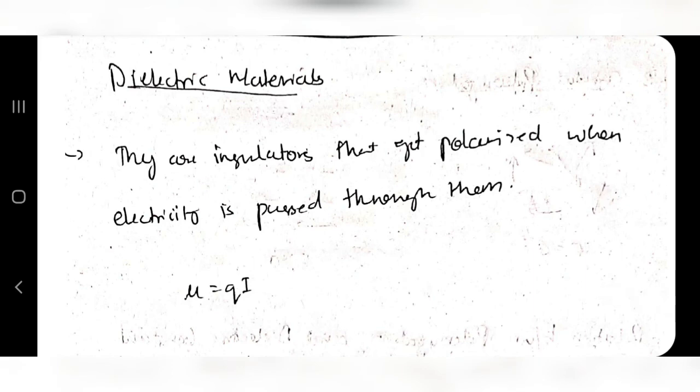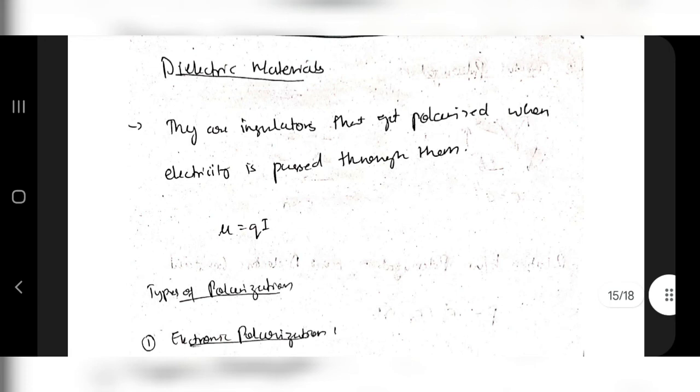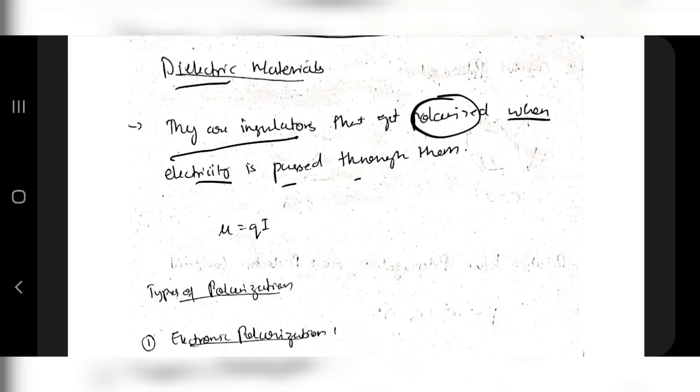Okay, so this is the last topic, which is dielectric materials. Here two important derivations are there. So the first one is about the, before that we have to see some basics here. These are the insulators, which are the dielectric materials. They are the insulators which get polarized when electricity is passed through them.